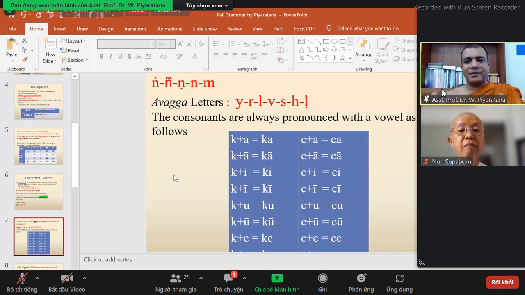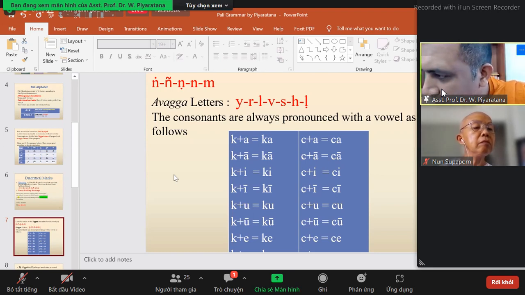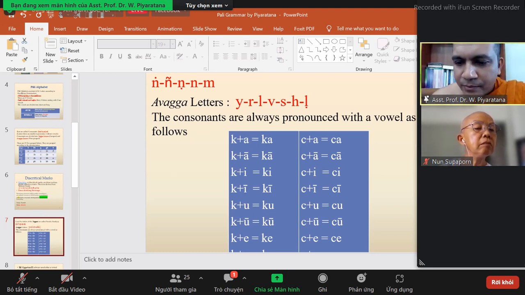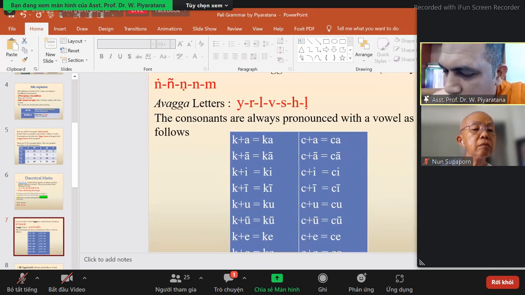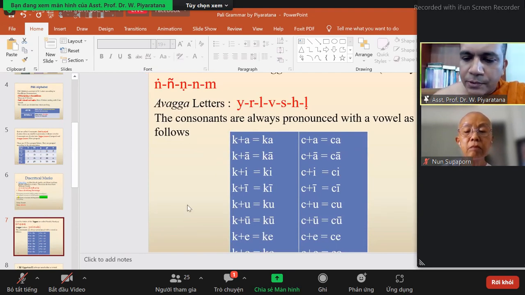Don't worry about those grammatical traditions. The rule and law ignore voiced or voiceless sound. In the tradition we are studying, Kachayana, we have ya, ra, la, va, sa, ha, la. So there are two la's, right?